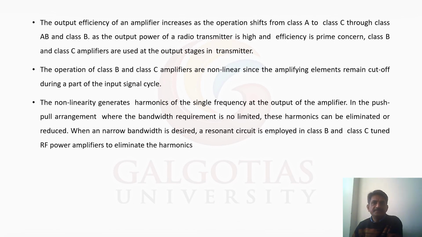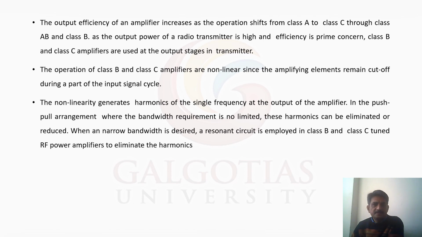So the output efficiency of an amplifier increases as the operation shifts from class A to class C through class AB and class B. As the output power of a radio transmitter is high and efficiency is the prime concern, class B and class C are used at the output stages in transmitters. The operation of class B and class C amplifiers is non-linear since the amplifying elements remain cut off during a part of the input signal. The non-linearity generates harmonics of the single frequency at the output of the amplifier.